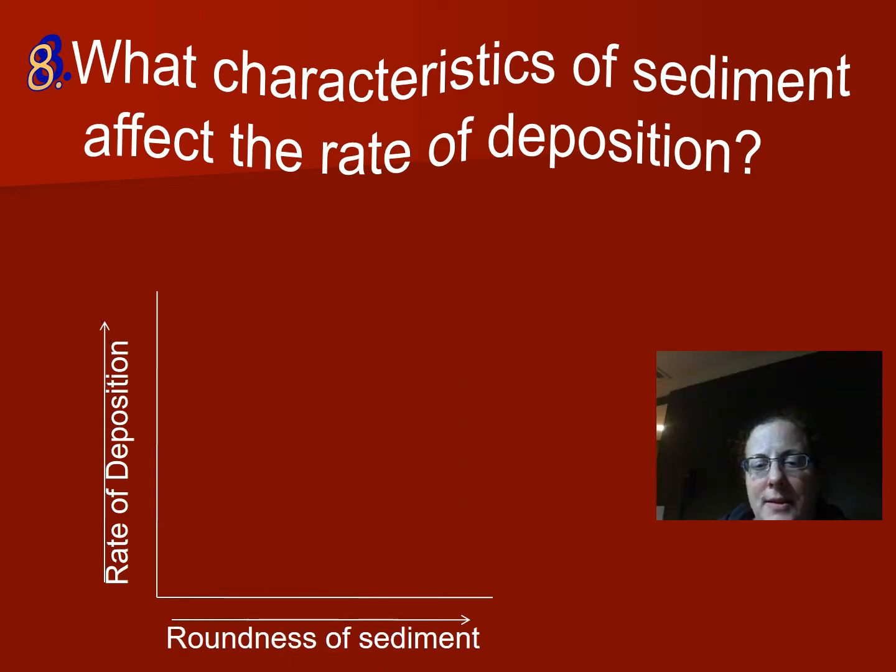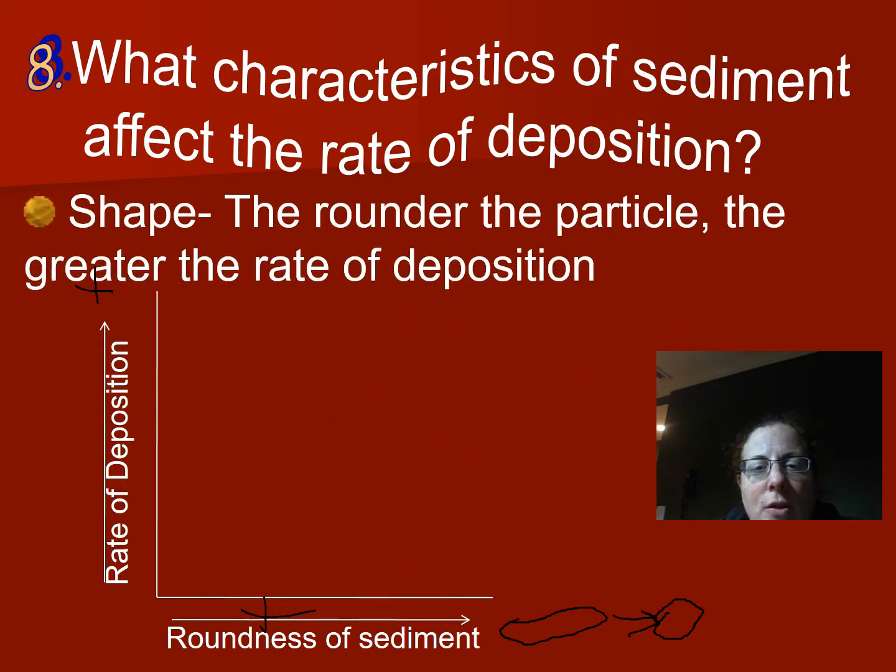How about roundness? As sediment gets rounder, so if you go from a flatter piece of sediment to a rounder piece of sediment, which one's going to settle to the bottom faster? So as it gets rounder, from this to this, it's going to deposit faster. So as roundness increases, rate of deposition also increases. The flatter one will kind of float down and take a little longer to get to the bottom. So the rounder the particle, the greater the rate of deposition. So that's a direct relationship.